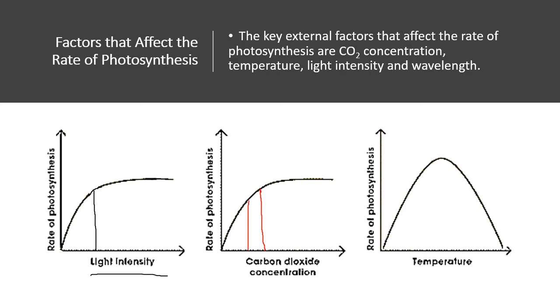The enzymes that are involved in this, especially rubisco, have to couple CO2 with RuBP, and then at some point the rubisco is just saturated, right? And so the reaction will start to slow down.